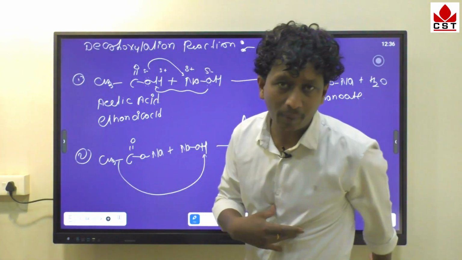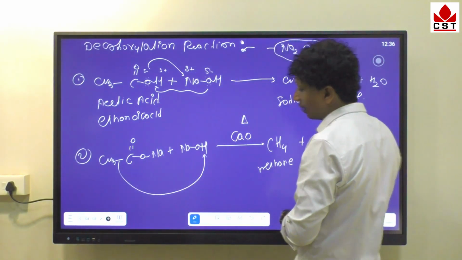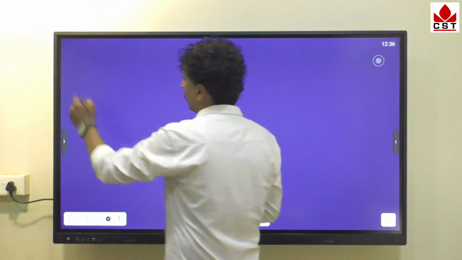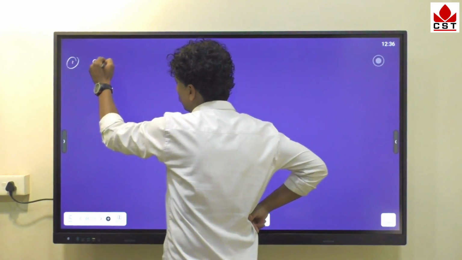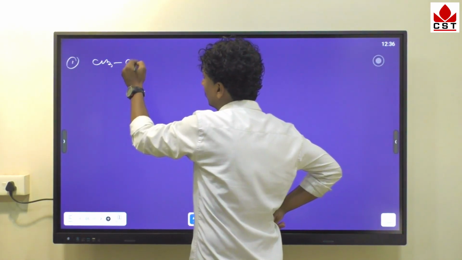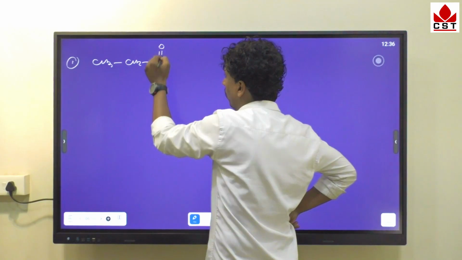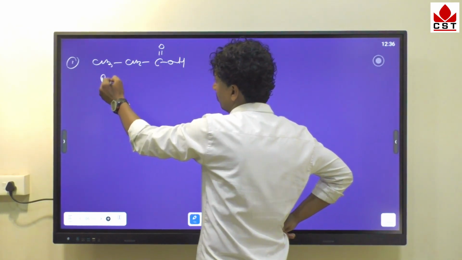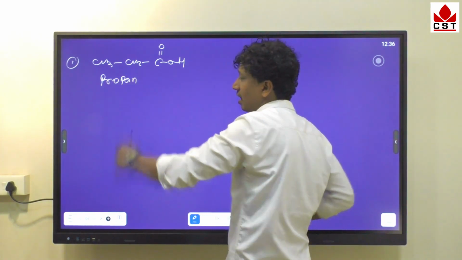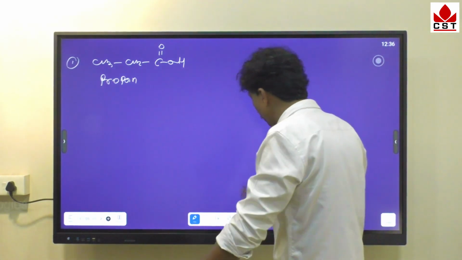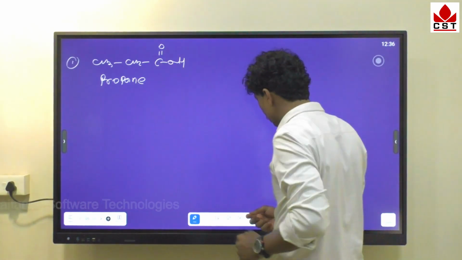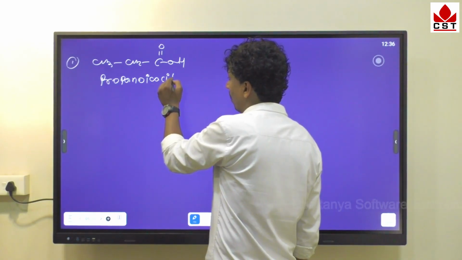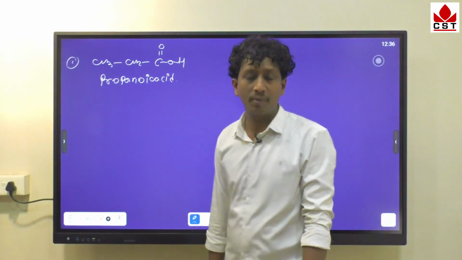Another example of decarboxylation is the treatment of a 3-carbon carboxylic acid. There is CH3CH2C double bond O, bond OH, and the name of that reactant: the 3-carbon chain is propane, and the replacement of E by OIC acid. The compound is called propanoic acid.